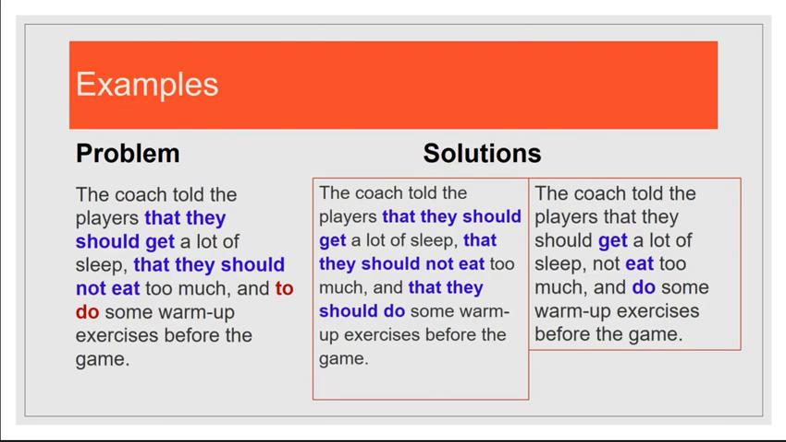The coach told the players that they should get a lot of sleep, that they should not eat too much, and to do some warm-up exercises before the game. Well, we see that third one again is not like the first 2 structures that they should get. The coach told the players that they should get a lot of sleep, that they should not eat too much, and that they should do some warm-up exercises before the game. That works just fine. I would go a little bit more concise. The coach told the players that they should get a lot of sleep, not eat too much, and do some warm-up exercises before the game. Now those things are all parallel structure. They all work the same.